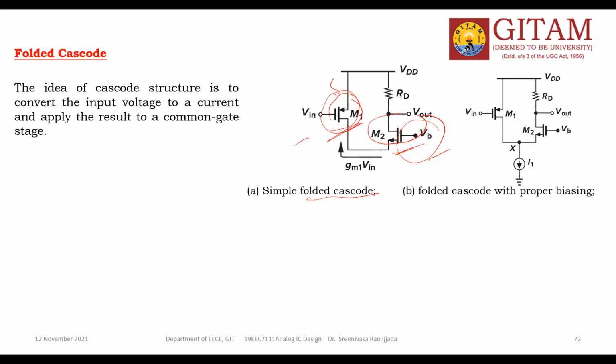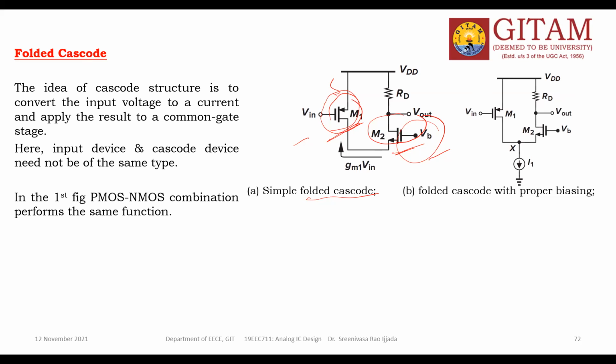So here, what I'm saying to you is the same concept. Here, the input device and cascode device need not be the same type. Earlier we kept them the same. I mean, the input device is CS NMOS, and the cascode device is CG, again NMOS. But it is not mandatory to keep it like that. Maybe different devices you can use. So in the first figure, the PMOS-NMOS combination performs the same function. This is the first picture.